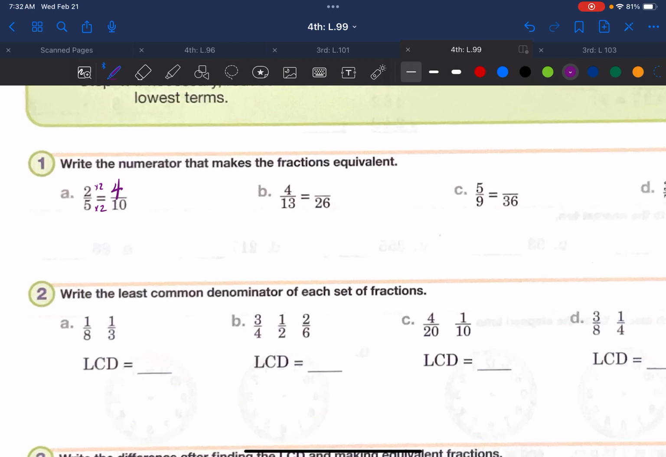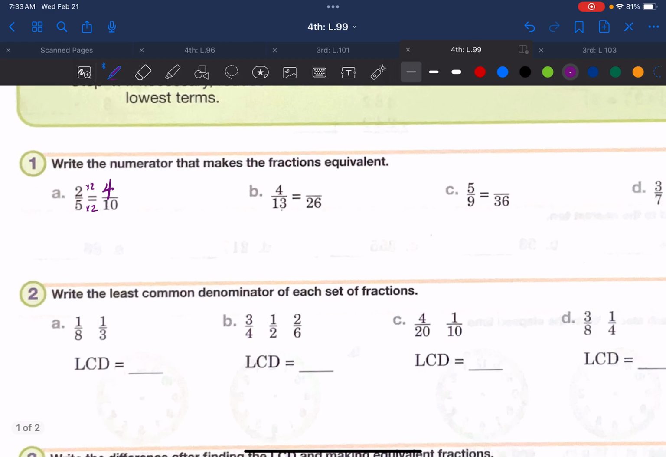So you can always do 26 divided by 13. But I also know that 3 and 3 make 6, and 1 and 1 make 2. So that must be times 2. So I do times 2 up here. So 4 times 2 is 8. 4/13 is the same as 8/26.